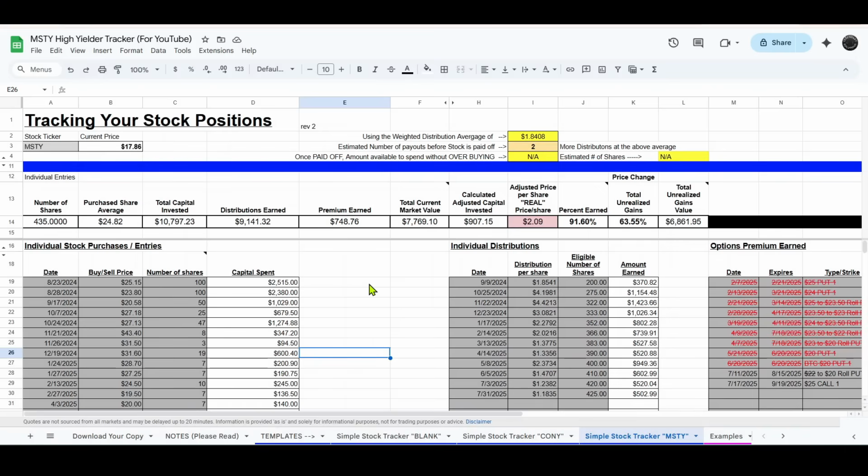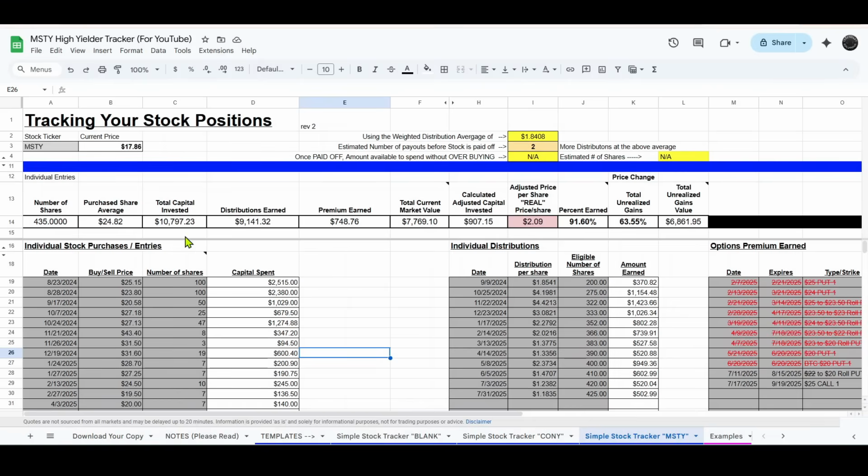This sheet is used to help you track your purchased share average, and then also utilizing the distributions, and if you are selling any options and generating that premium earned here, then it will also help you to calculate that adjusted price per share, which I like to call my real price per share, right? And as you can see, currently I'm at $2.09 at my adjusted price per share.